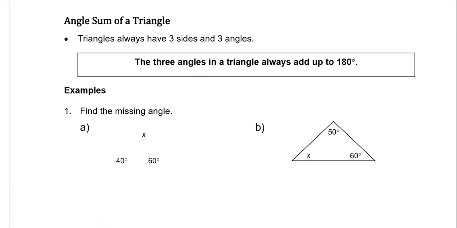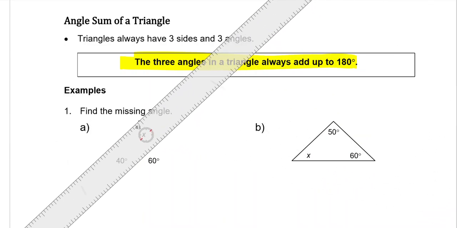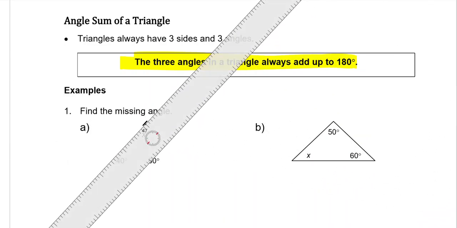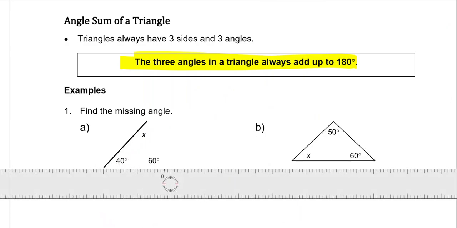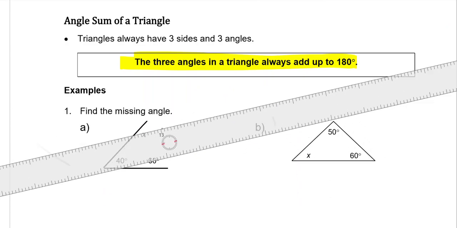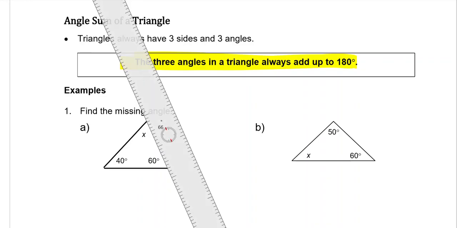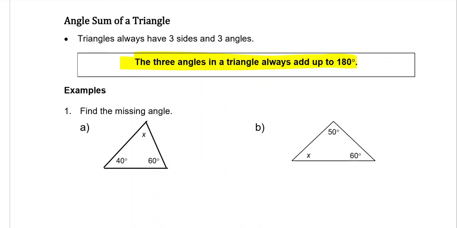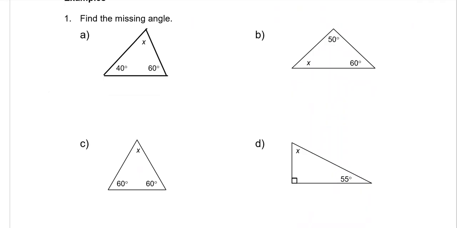Okay, so what are we going to do with this? We are going to find the angle sum of a triangle. So the three angles in a triangle always add up to 180 degrees. Now there should be a triangle going around these angles that are on here. Okay, so if we have a picture of a triangle, then the three angles that are inside must always equal 180.